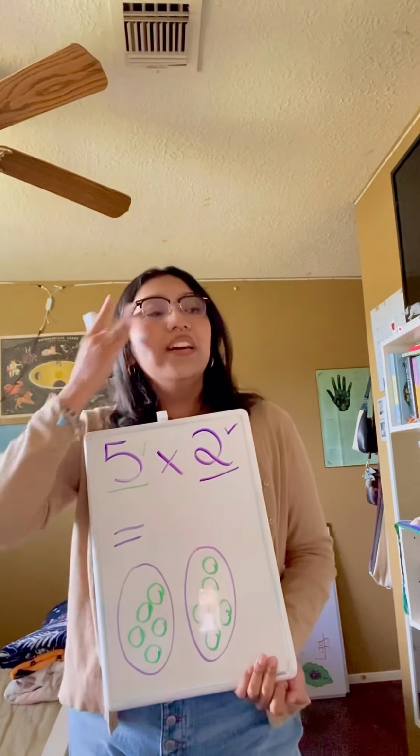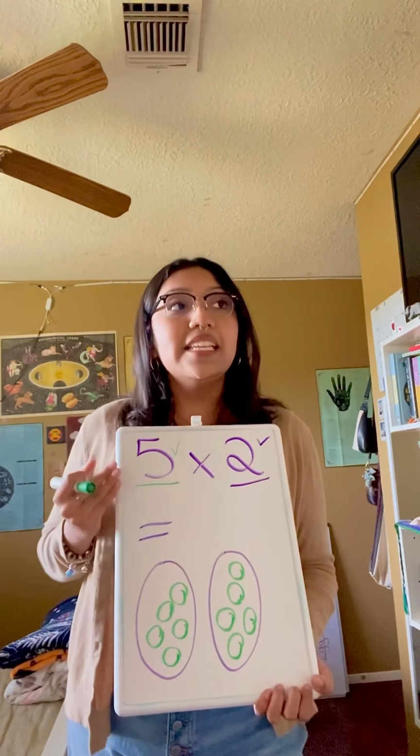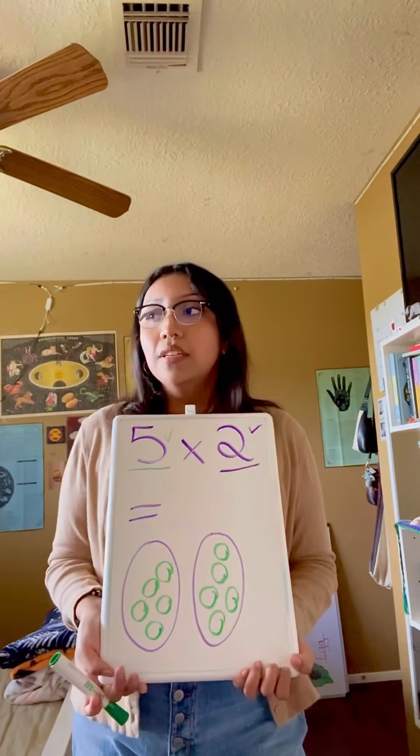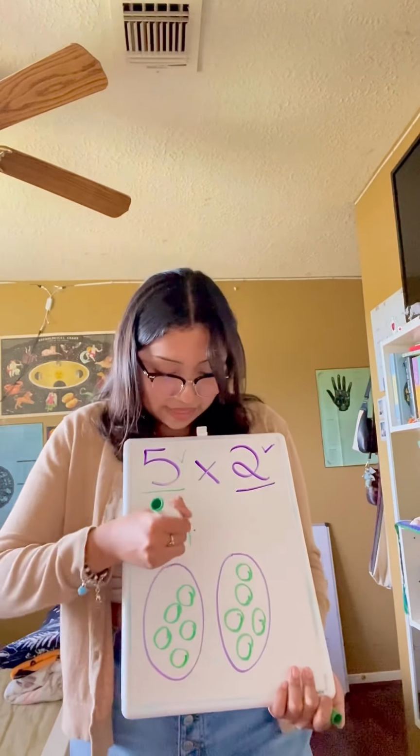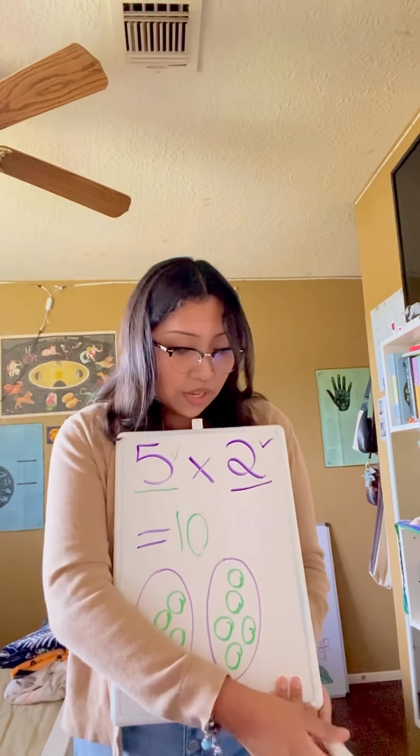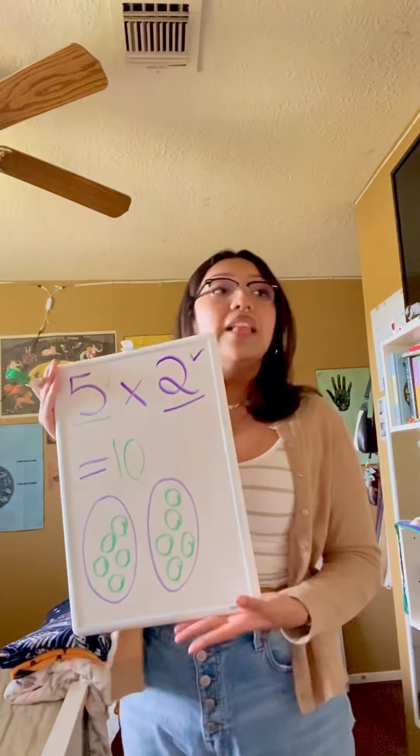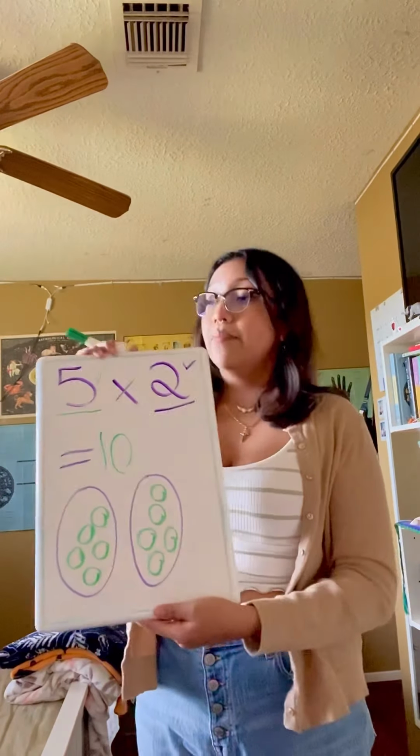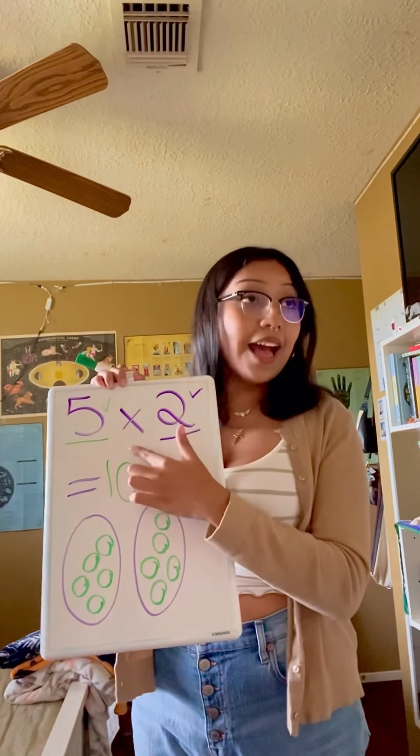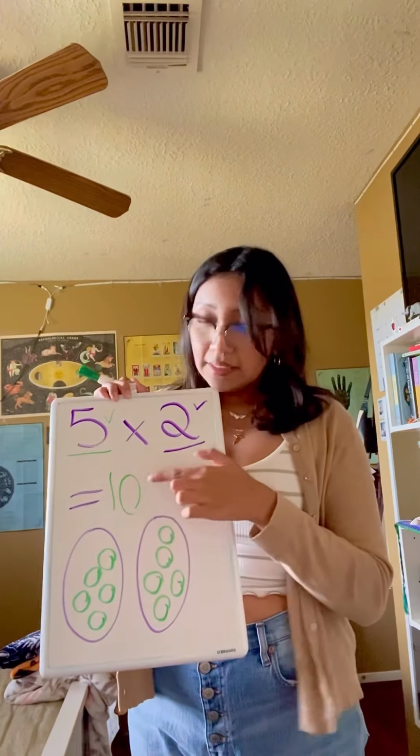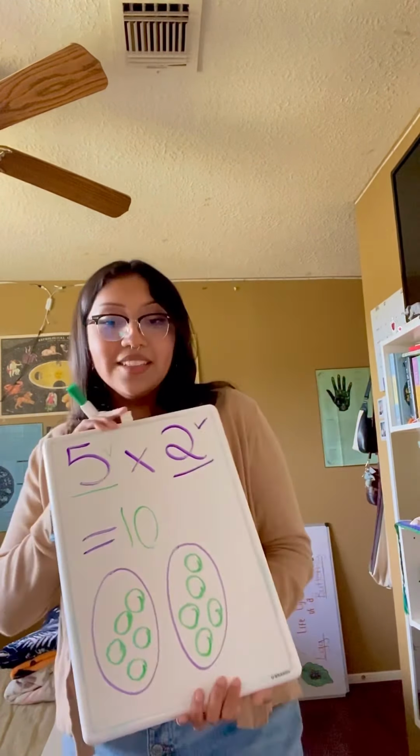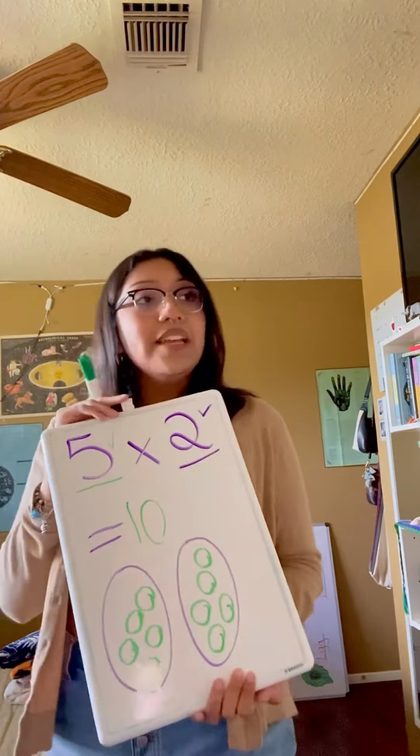Okay, what is the answer? What is this equal to? Raise your hands, please. Yes. Perfect. It is equal to 10. Good job, Justin. So, everybody read this out loud with me the correct way. 5 times 2 equals 10. All right. Does anybody have any questions?